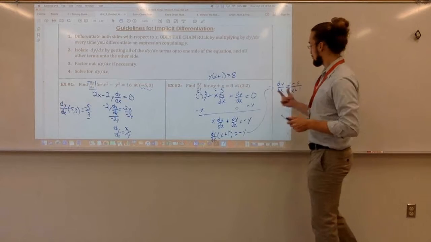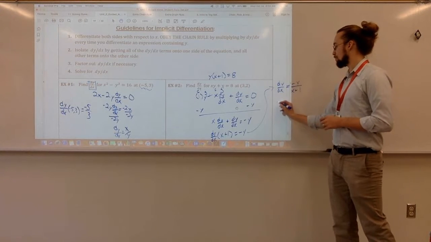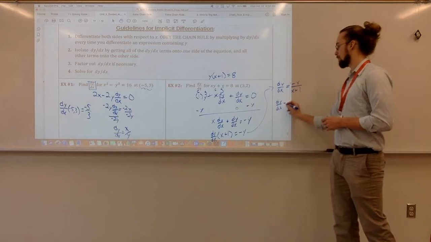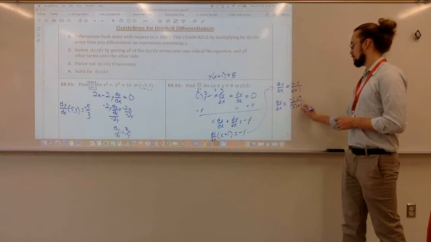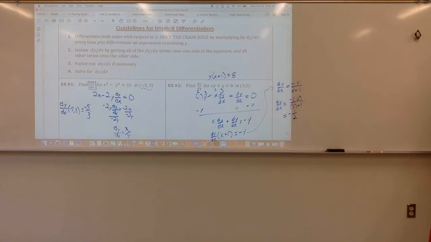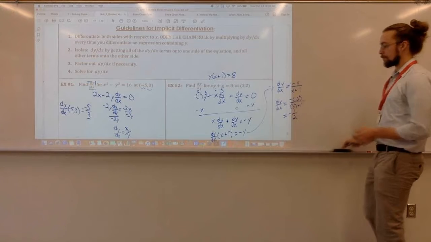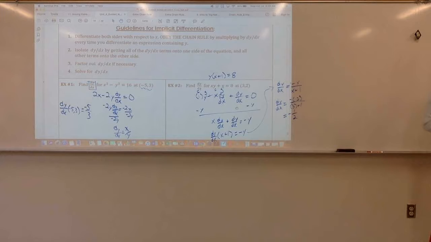So now we're not quite done, right? This is our derivative, but we wanted to find the derivative at a specific value. So I'm going to plug 3 in for x and 2 in for y and get out my slope. So negative 2 over 3 plus 1. So we get negative 2 over 4, or negative 1/2 for my slope at that point. Good. Questions so far?